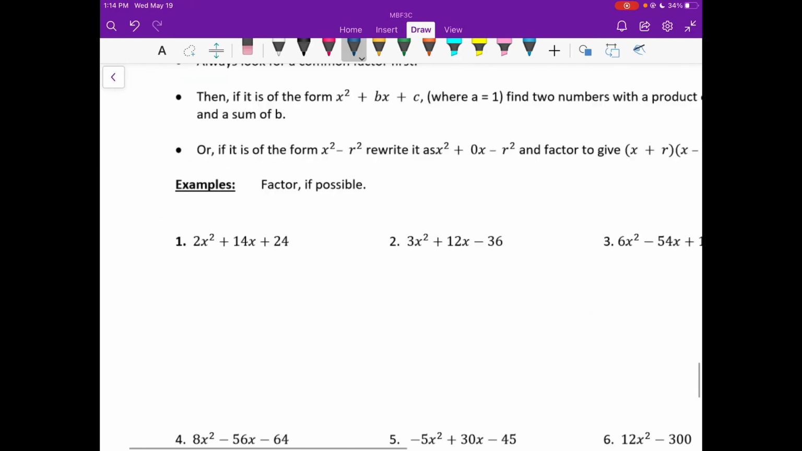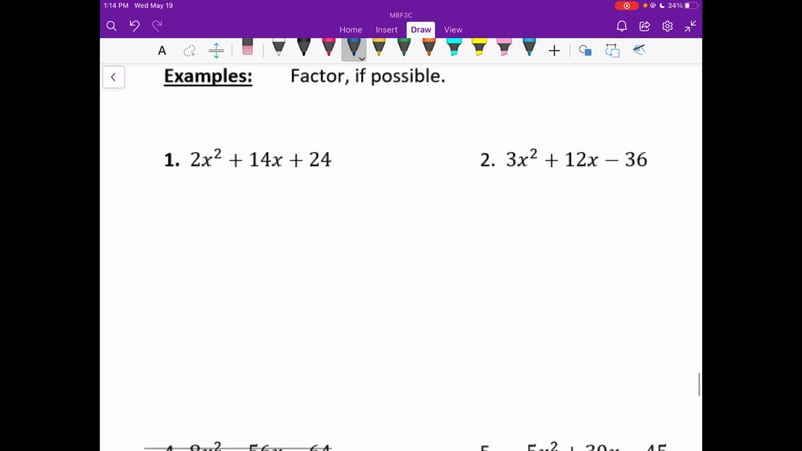I will try not to give you those type of questions. I might give you one on a test or a quiz, but I won't give you many. Okay, so let's do this one.